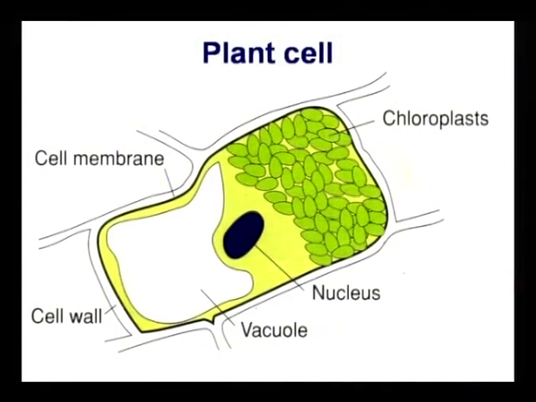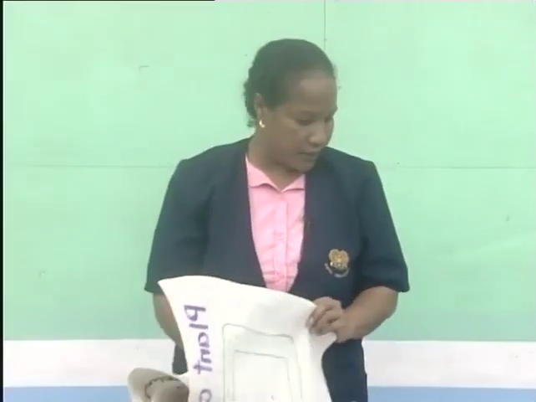All right, in today's lesson we will be looking at the animal cell. I will now show you a diagram on a chart, and your activity for today is that you will study the diagram, and you will draw and label the parts of the animal cell.